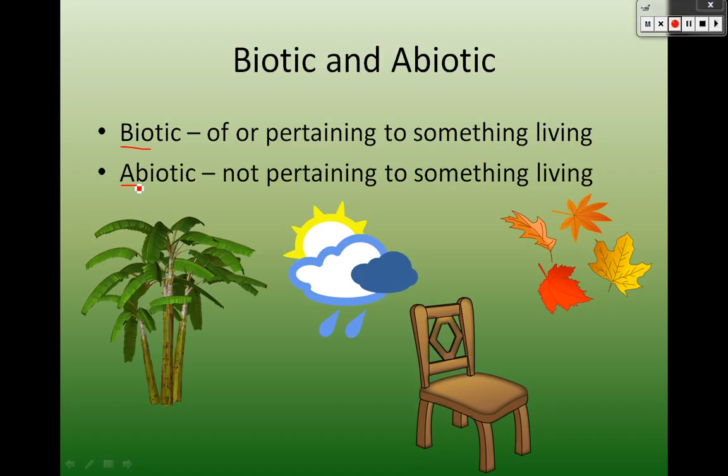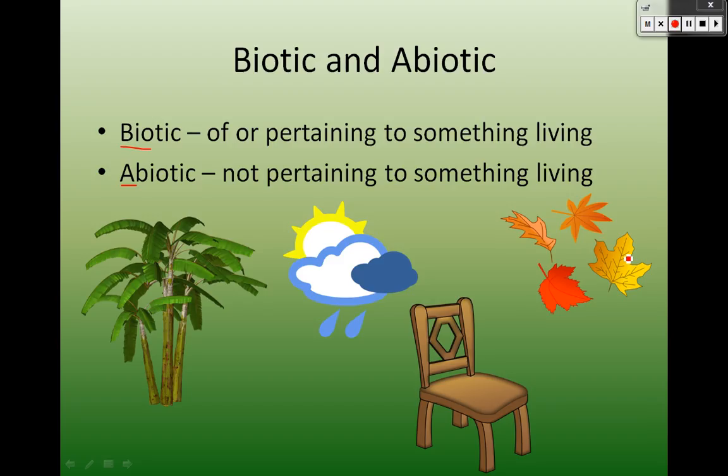Here I have four pictures of things: some banana trees, a nice rain cloud with some sunshine behind it, a chair, and some leaves. These leaves clearly have fallen off the tree. You can tell they're floating through the air. Some of them are brown, so we know some things about brown leaves, and some are on their way to being brown. What I want you to do is pause the video and determine which of these are biotic and which are abiotic. So go ahead and pause the video.